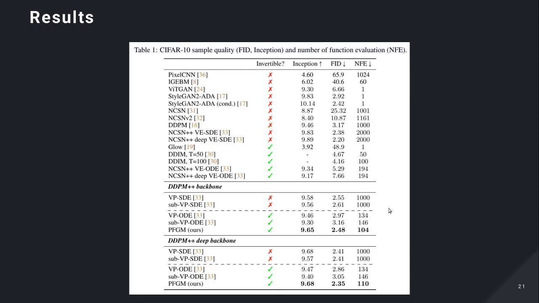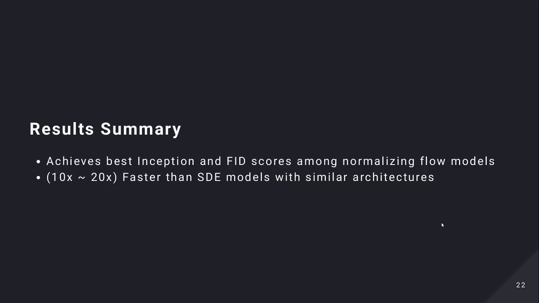And okay, it might seem that it's not a great comparison, but at least if they're using the same backbone, the same network architecture, a given function evaluation costs about the same, so it makes sense to compare the number of function evaluations. And so you see that it works, at least it's very much on the lower end for these. So, summary: they achieve best Inception and FID scores among normalizing flow models, and they're around 10 to 20 times faster than the SDE models with similar architectures.